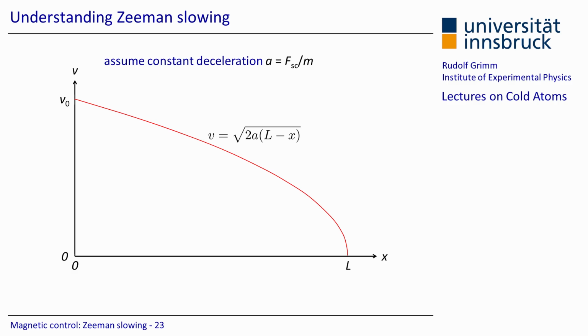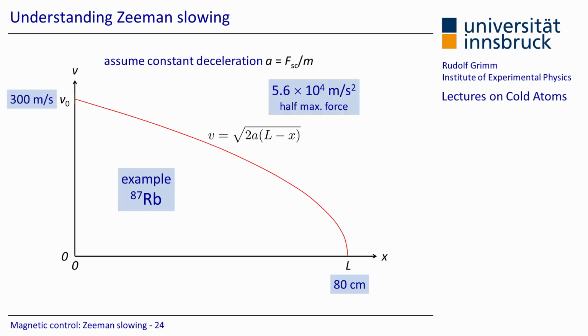Let us look at typical numbers. For the rubidium example, we start at 300 meters per second and slow down to 0. We have already calculated that we need about 80 centimeters to do this, with an acceleration of 5.6 times 10 to the 4 meters per second squared.